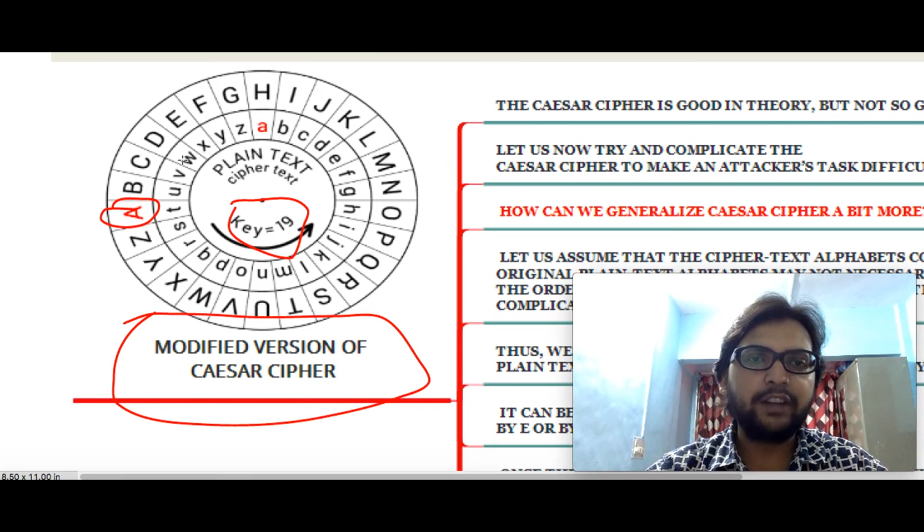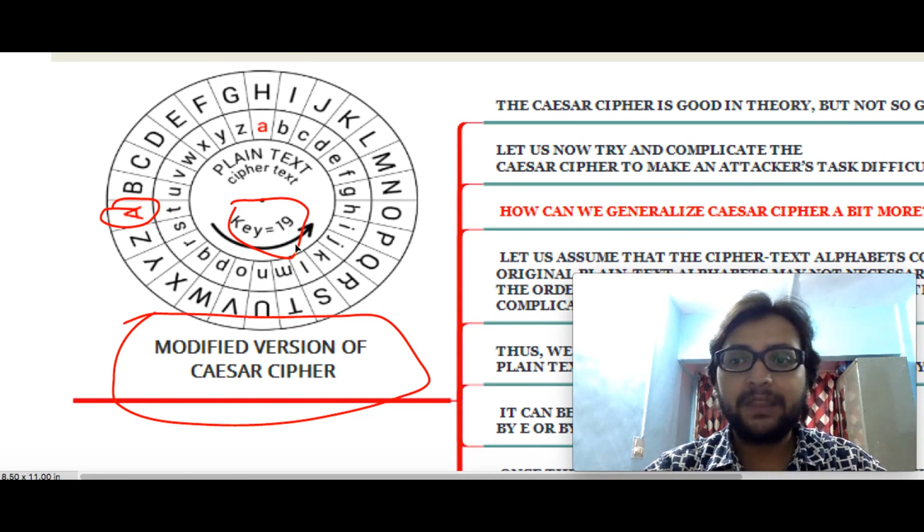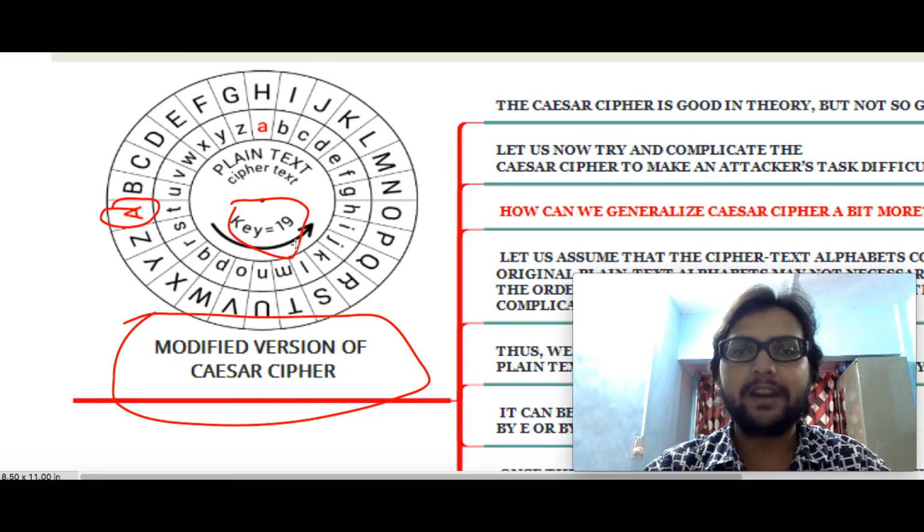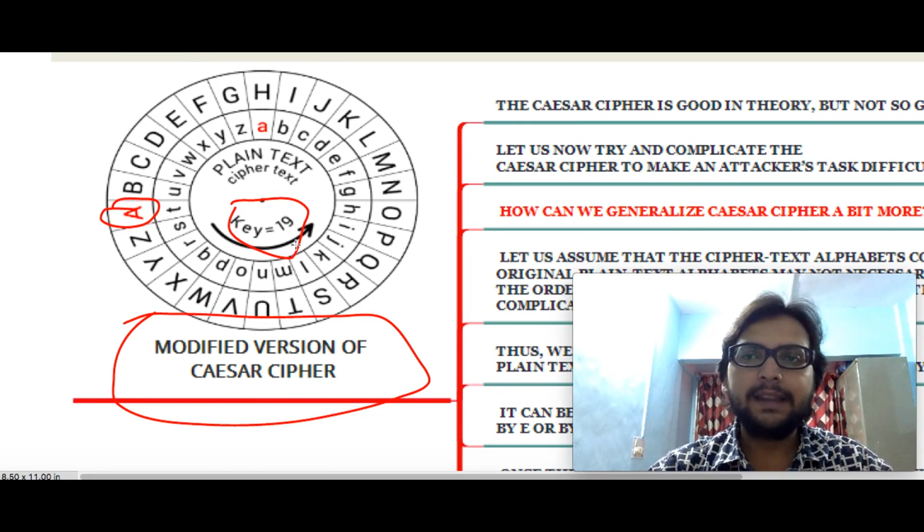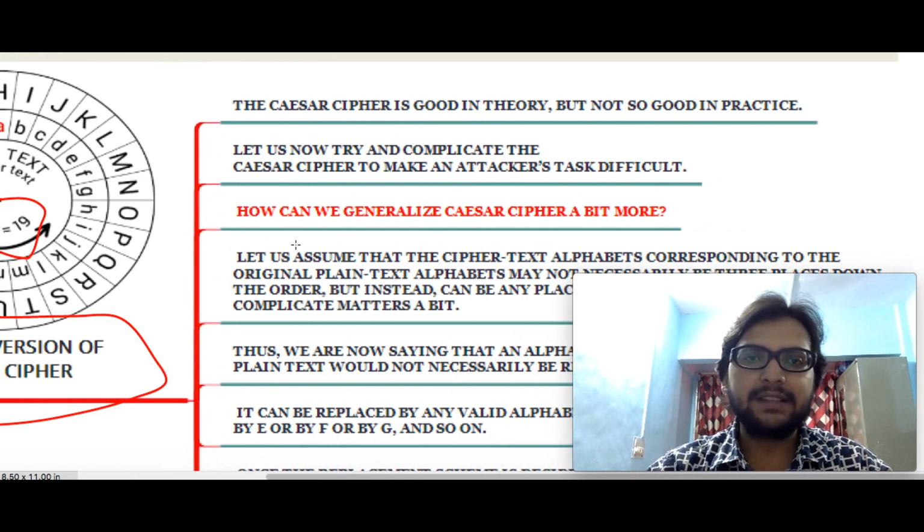So what we need to do is just rotate this circle. As you can see, in front of A we have T. So now we are going to replace A with T, B with U, C with V, D with W, like this. I hope this is the best possible way we can remember this algorithm. Let's discuss the theory part of the same.